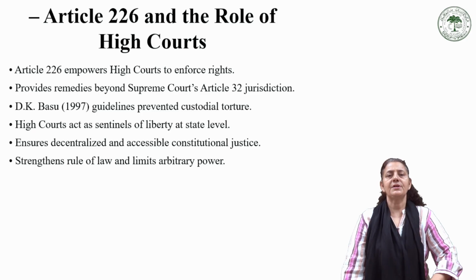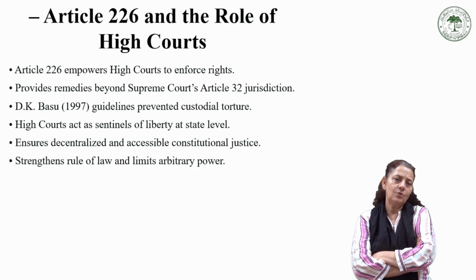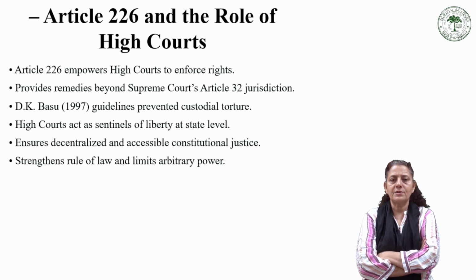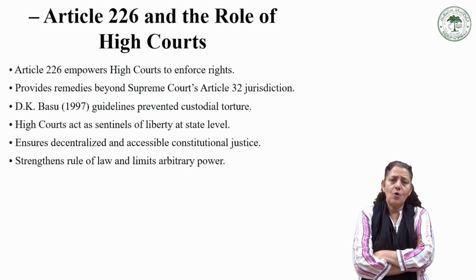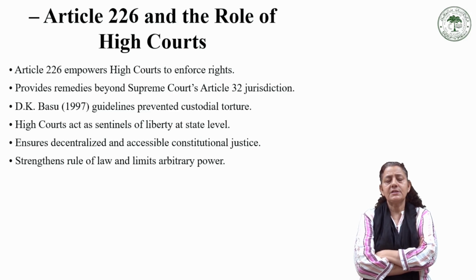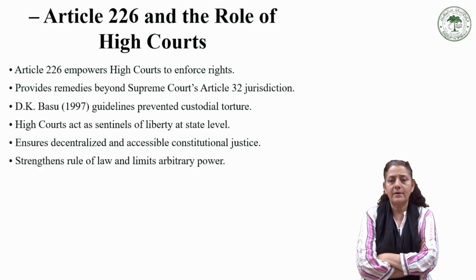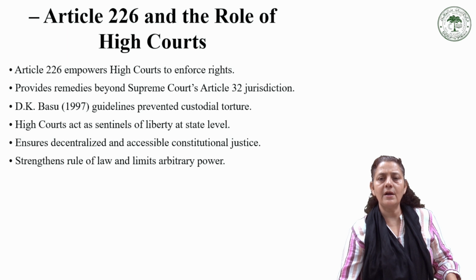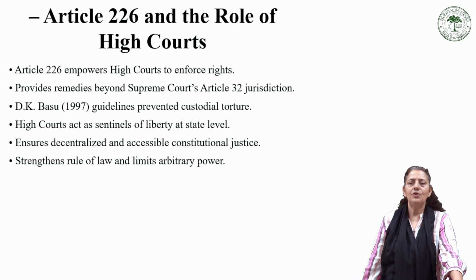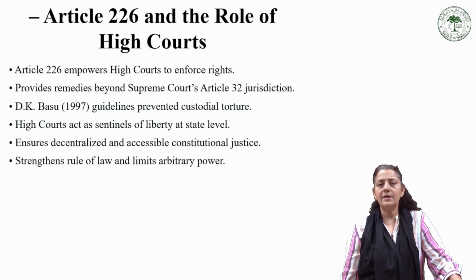Article 226 of the Constitution empowers high courts to issue writs for protection of fundamental rights and other legal rights. Though Article 32 directly relates to the Supreme Court, Article 226 gives high courts concurrent jurisdiction, expanding the scope of judicial protection. The Supreme Court in D.K. Basu versus State of West Bengal in 1997 emphasized the role of high courts in safeguarding rights, particularly against custodial violence and abuse of power. The judgment laid down specific guidelines to prevent torture and unlawful detention, highlighting the importance of humane treatment under Article 21. High courts under Article 226 act as sentinels of liberty in their respective states.